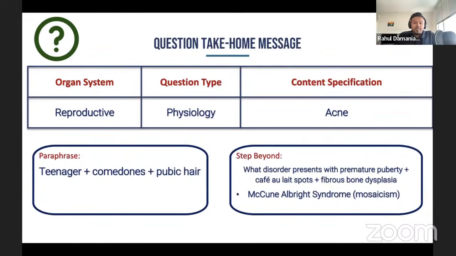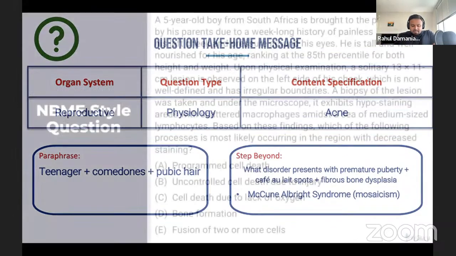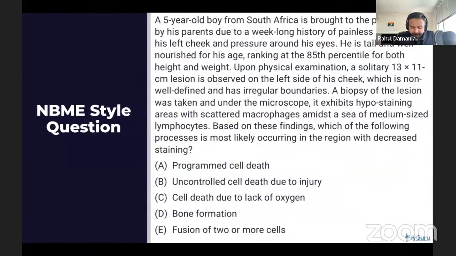And this is an example of mosaicism. Remember, if you have a germline mutation in the genes that can cause McCune-Albright syndrome, that could be fatal. However, mosaics are going to end up surviving and presenting with the triad. All right, moving on.